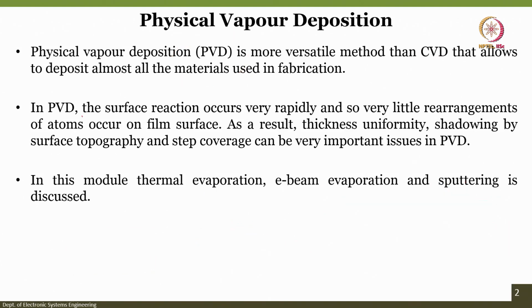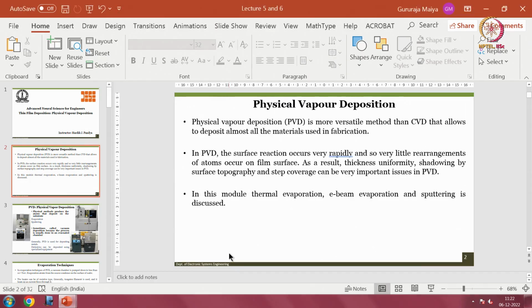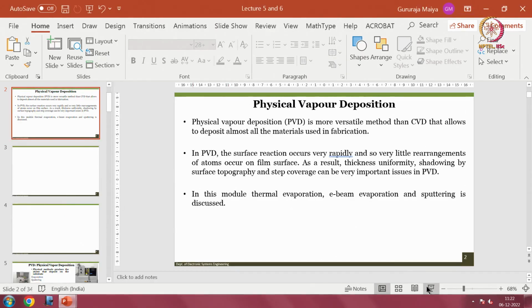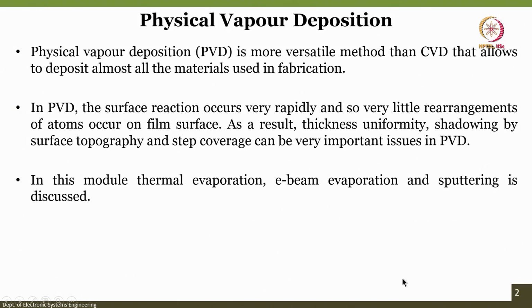Okay. So, now in PVD, the surface reaction occurs very rapidly, and so very little rearrangement of atoms occurs on the film surface. Now, first you should know how this works, right. So, let me get one more slide. What we are talking about is that in PVD the surface reaction occurs rapidly. What is surface reaction, what is rapidly, and what do you mean by very little rearrangement of the atoms? First, let us understand how PVD works.